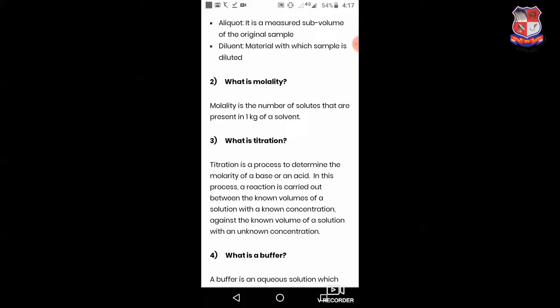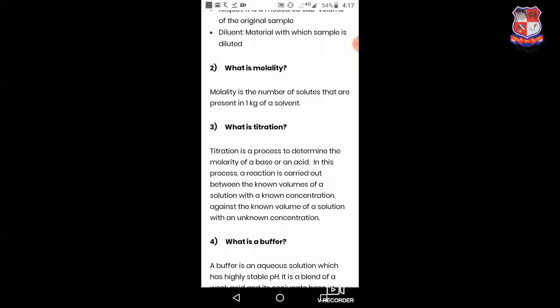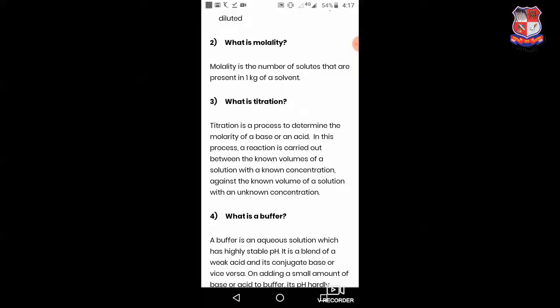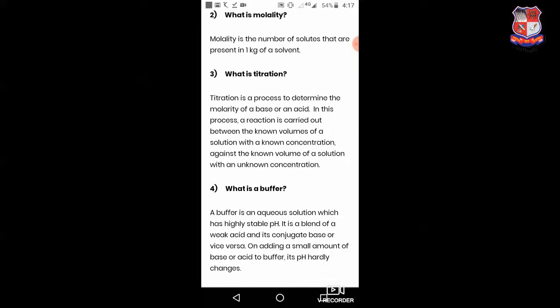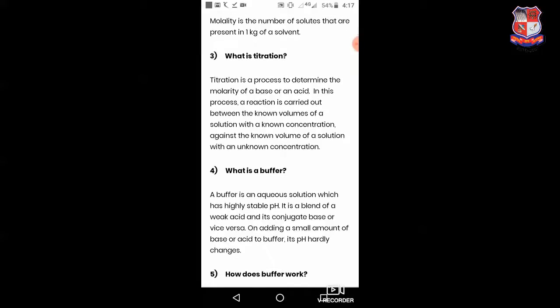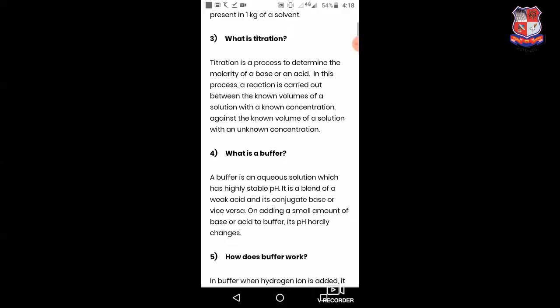What is molarity? Molality is the number of moles of solute that are present in 1 kg of solvent. What is titration? Titration is the process to determine the molarity of a base or acid. In this process, a reaction is carried out between a known volume of a solution with a known concentration against the known volume of a solution with unknown concentration.